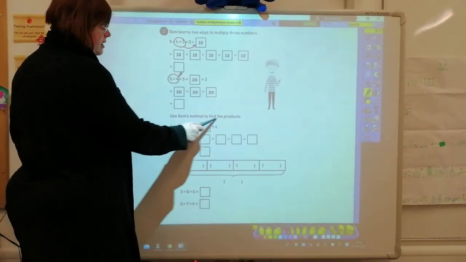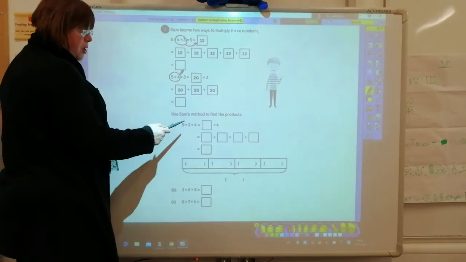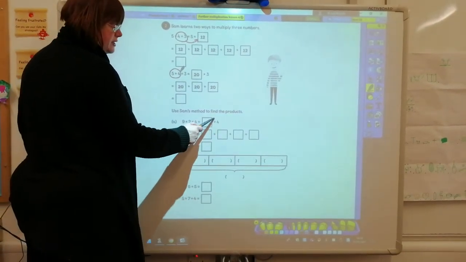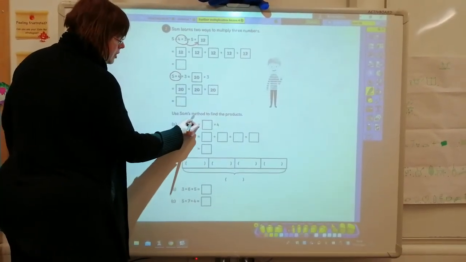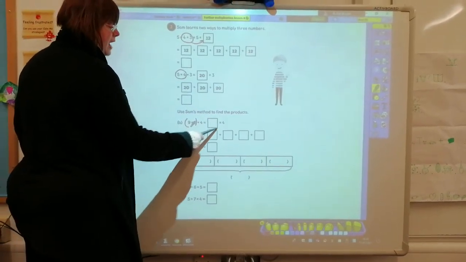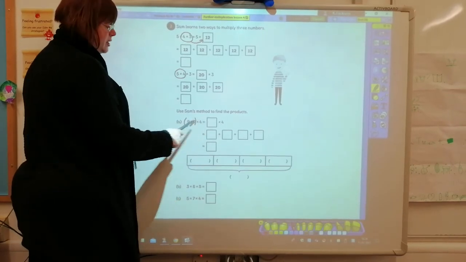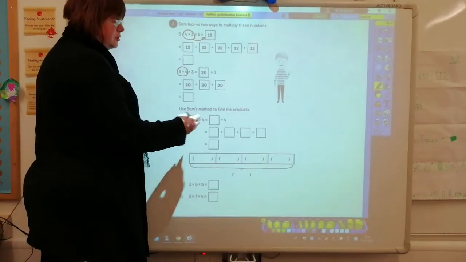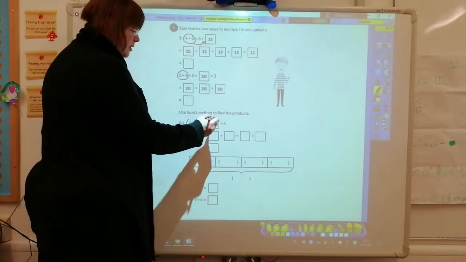Okay? Here, it doesn't give you very much help, but if you look here, it says you've still got the times 4. So that means that the 9 times 2 has to be the answer that goes in that box. And we all know that 9 times 2 is 18. Well done.